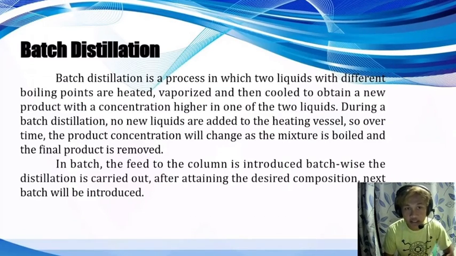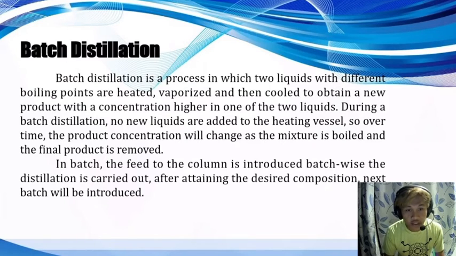Batch distillation is a process in which two liquids with different boiling points are heated, vaporized, and then cooled to obtain a new product with a concentration higher in one of the two liquids. During a batch distillation, no new liquids are added to the heating vessel, so over time, the product concentration will change as the mixture is boiled and the final product is removed.